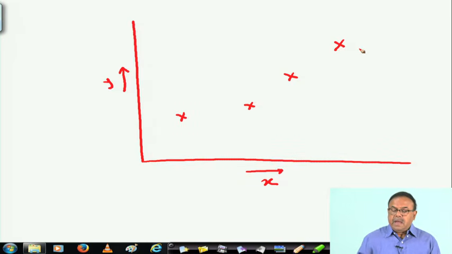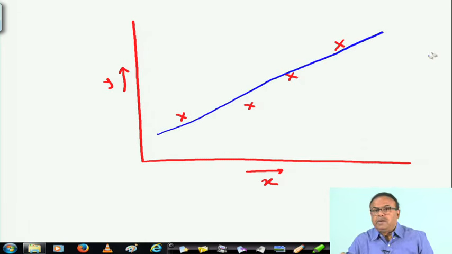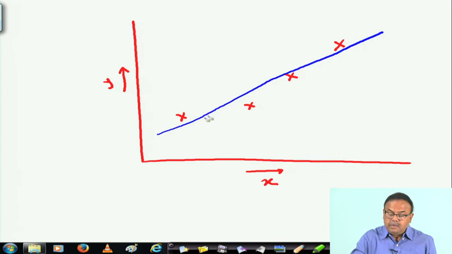Say this, and I try to fit in a line. Somehow I draw a line like this. This is a straight line, although my drawing is a little curved, but it is a straight line. So, I am drawing a straight line. So, one way is that I try to find out a line such that I minimize the error.